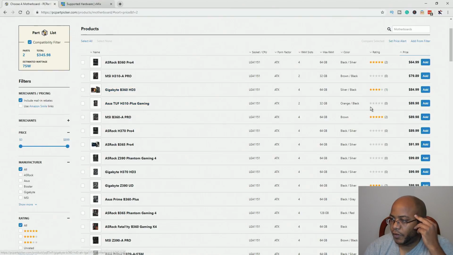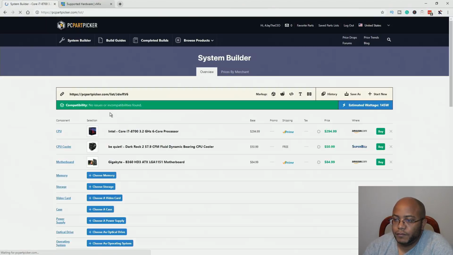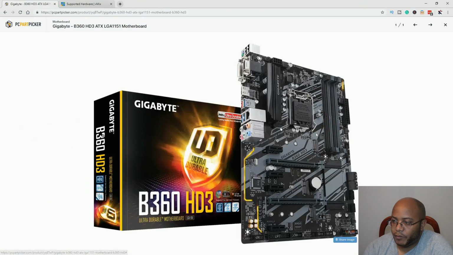Alright, let's go with this Gigabyte one. So we're just going to look at it here so we can get some pictures. So we have enough space, even though we're having the integrated graphics on the chip, which is what VMix said. This looks good to go.